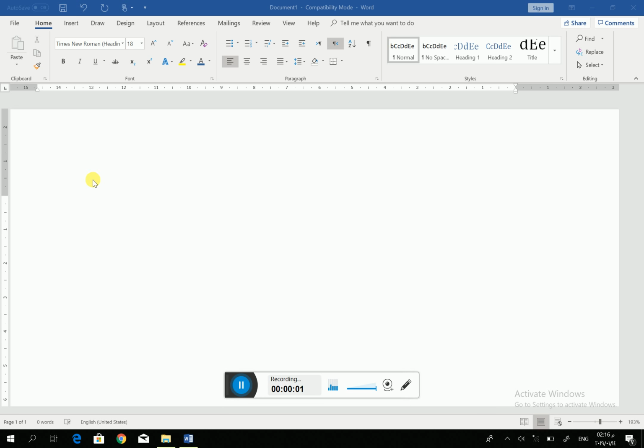Hello, it's time to increase our vocabulary in English. How can you increase your vocabulary in English? You can use a simple device. It's called prefixes.